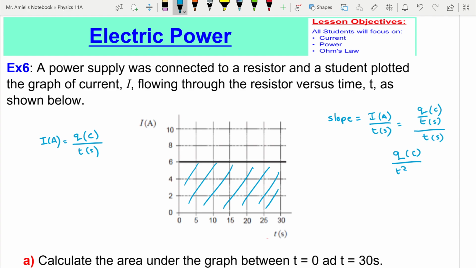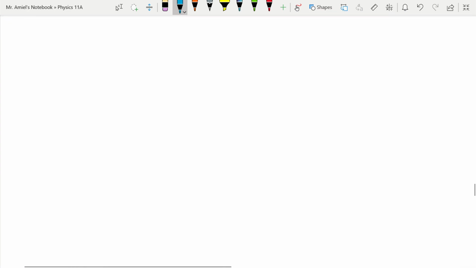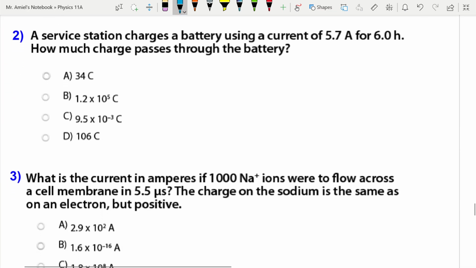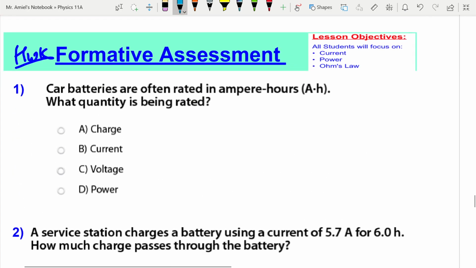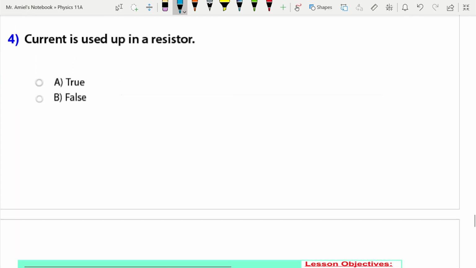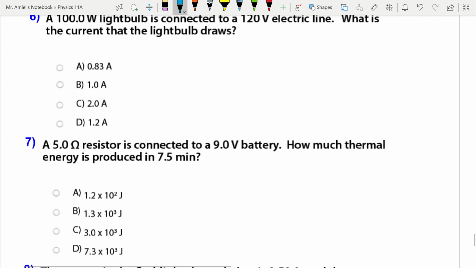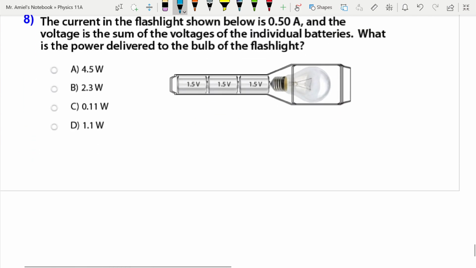So you can try the rest of these example questions on your own, and then you can do homework. I'll put it right at the bottom here. You can do this formative assessment for homework, which shouldn't take you too long. And then we're on electric circuit 01 for homework.